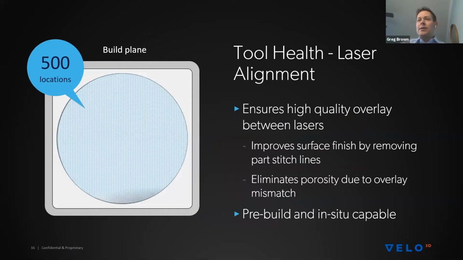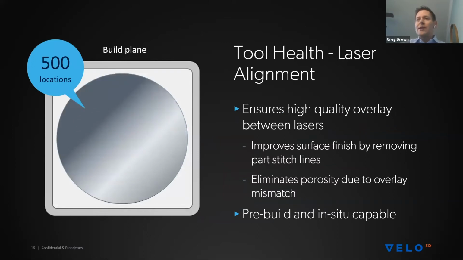The system has two important ways that it handles this. The first one is the pre-build laser alignment check button. With a single click of the button, both lasers are used at 500 different locations all over the build area to check the actual position of one laser versus the other, and then to make a correction to make sure that the two lasers are on top of each other. This is very critical to make sure that they're well aligned to start with.